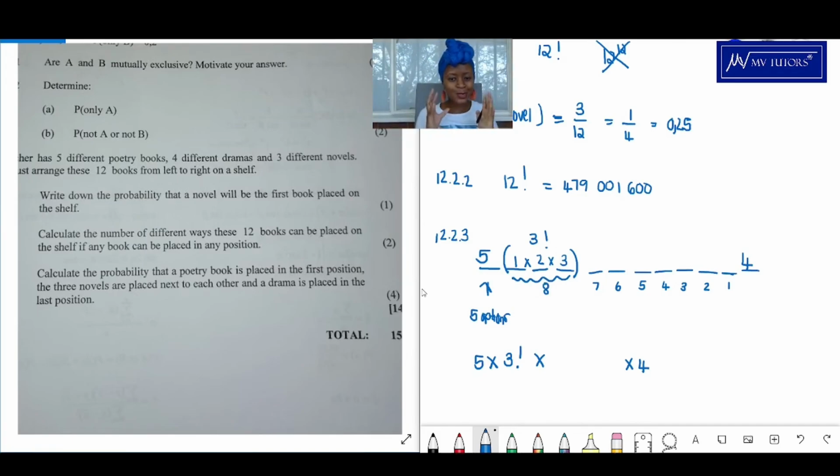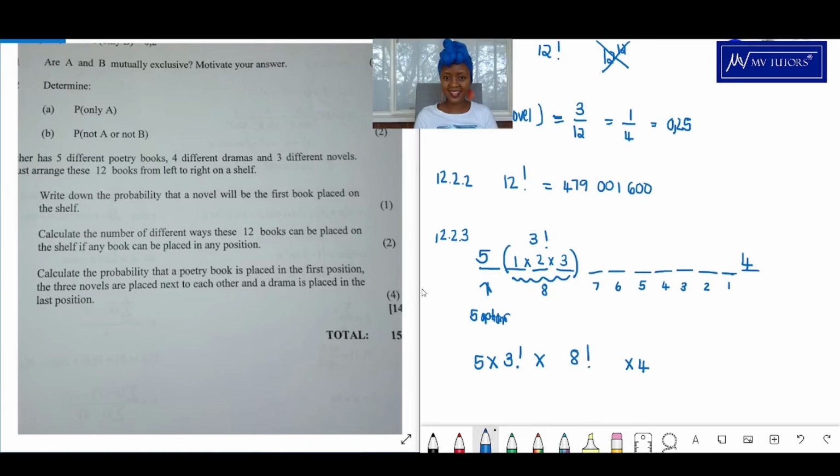The novels, they go together. They always go together. So whether you put them here, or take them there to the end, or whether you put them here or here, listen, they must go together always, regardless. So it's like 1 unit. And that is why we put 8 there. So 2 fixed positions, we have them, but the other 8 can move however way they want. And because they can move however way they want, we must put an 8 factorial there.